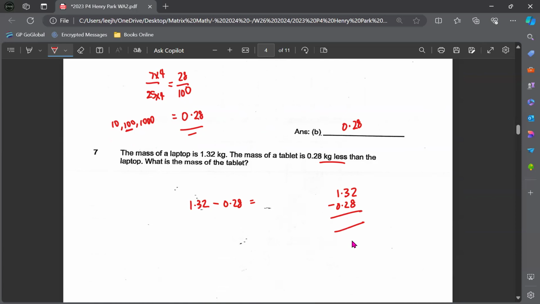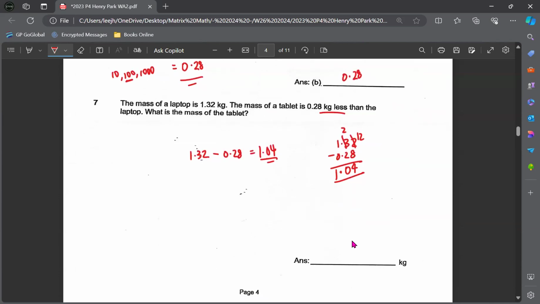Remember your decimal point must align on top of one another. Cannot shift anyhow. So this one, 2 minus 8 cannot, so borrow. This will become 2. This is 12. 12 minus 8, 4. 2 minus 2, 0. Decimal point, very important. Then 1. 1.04. So your answer is 1.04 kg. The kg is given, so you just write down 1.04.